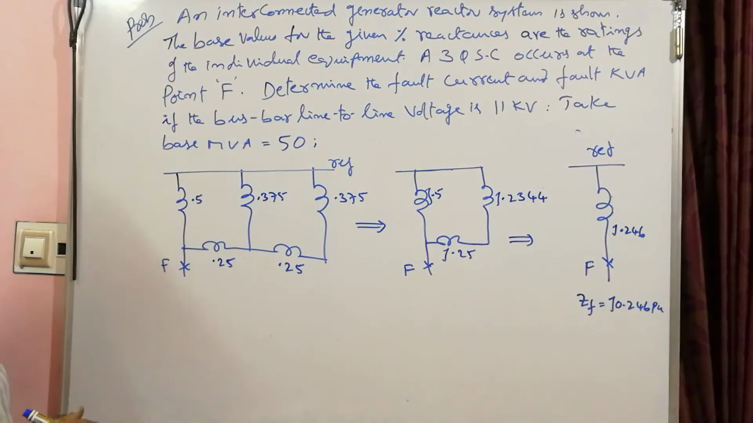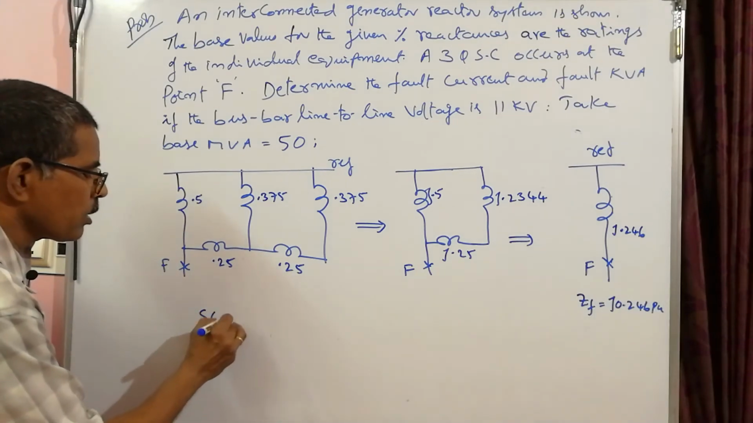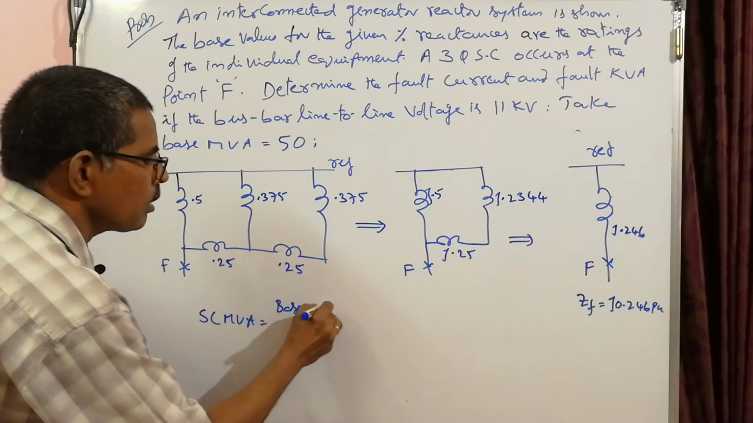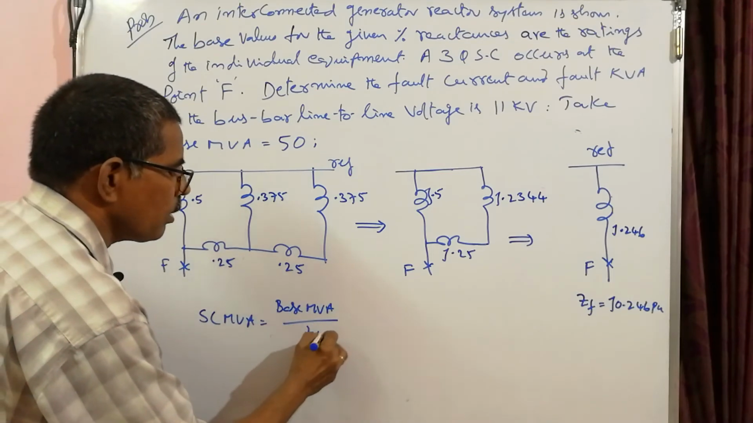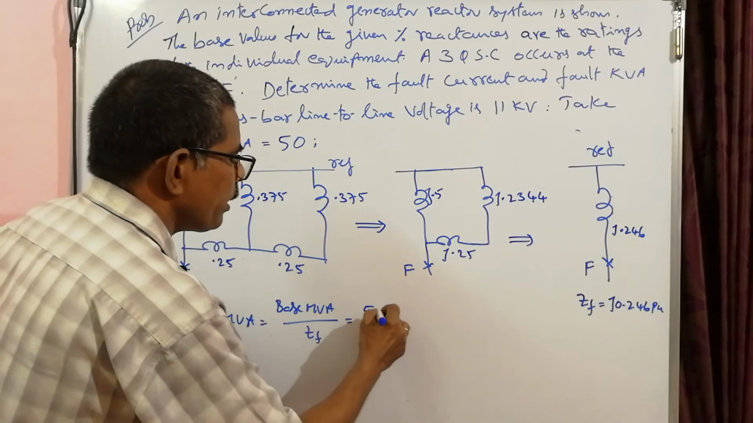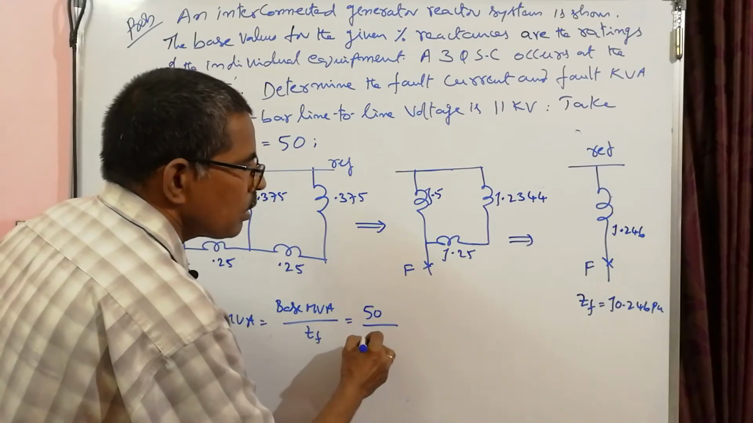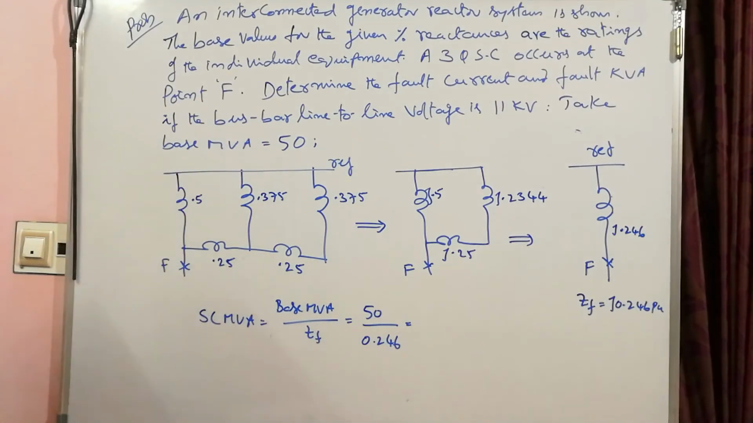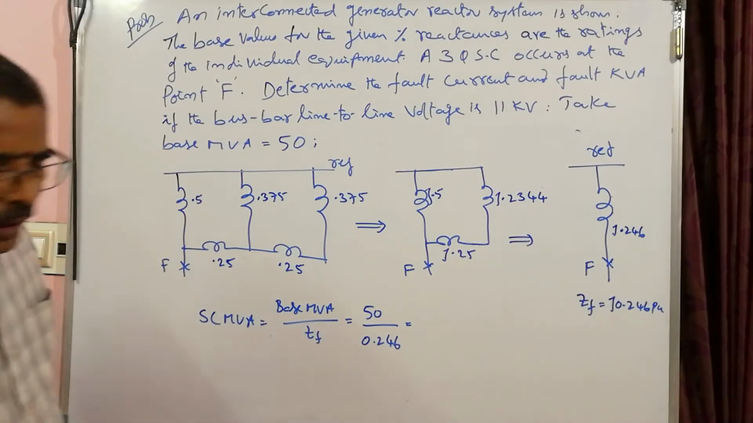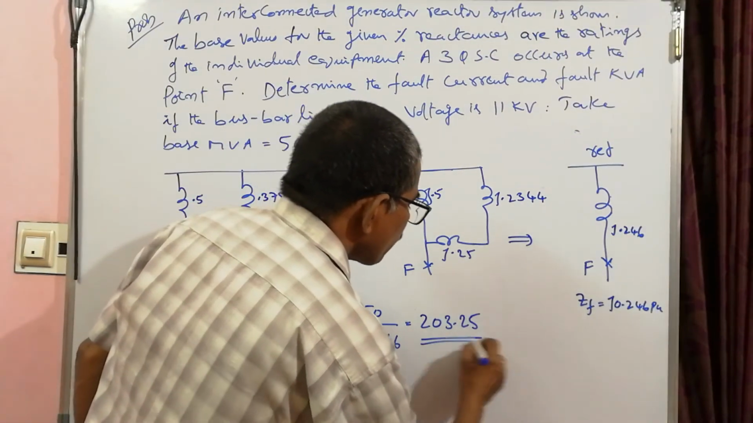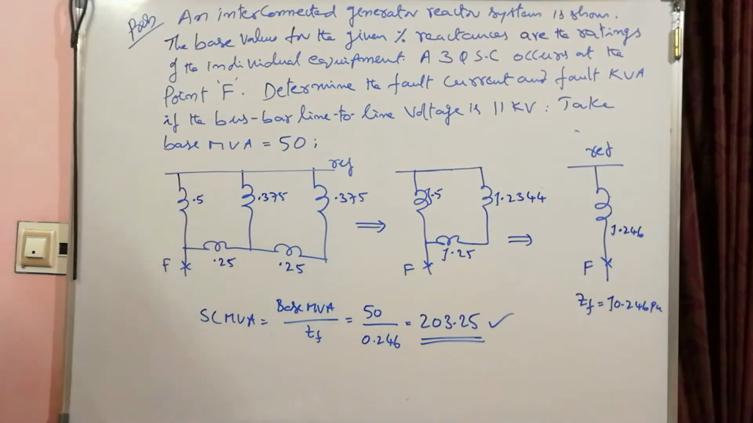Now latter part is quite simple. What is short circuit MVA? Short circuit MVA is base MVA by ZF. What is base MVA? Base MVA is 50. So 50 divided by 0.246, you take only the magnitude. So 50 by that is 203.25. So this is your short circuit MVA, that is the first answer.